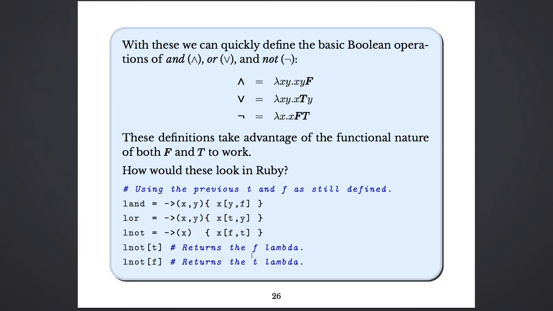Yeah? So these functions have 2 arguments. So is this just shorthand for the theory? Yeah, because if I were to actually have the Ruby be all one-argument functions, it would blow up really quickly.